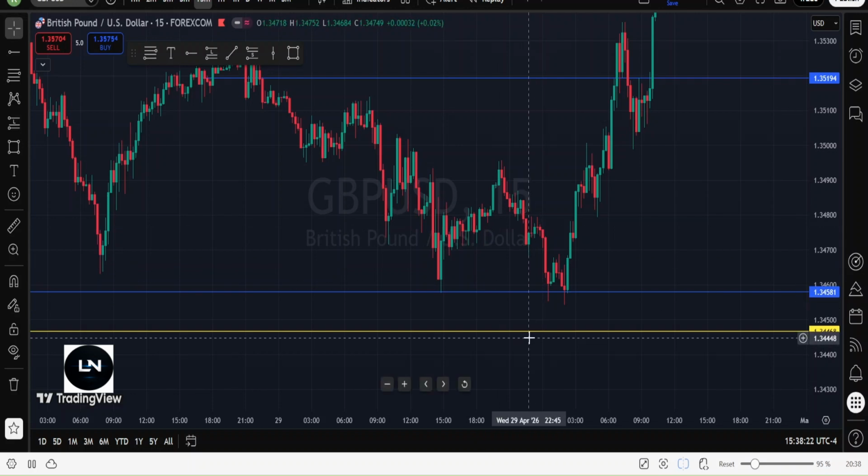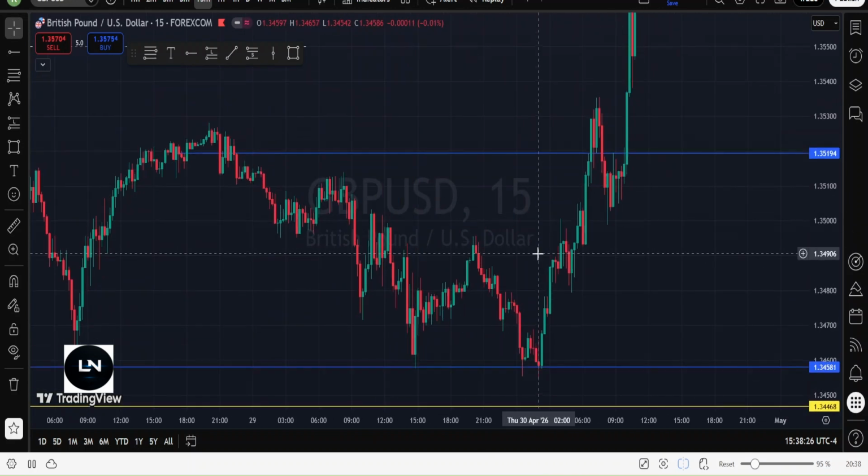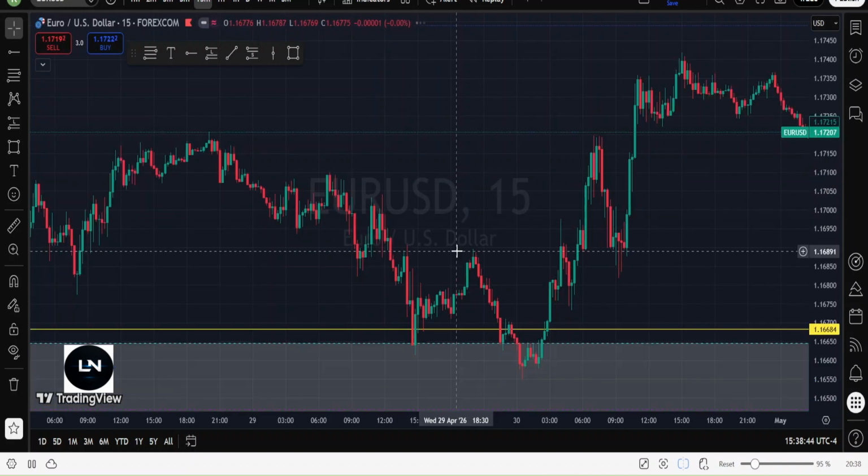So we never got to this particular low before price reversed and started to rally to the upside. That's what happened, not random. Price is always delivering into liquidity. So moving over to the last pair that we reviewed and mapped out, which is the Euro USD. Let's see what happened on Euro USD on the zones we mapped out.